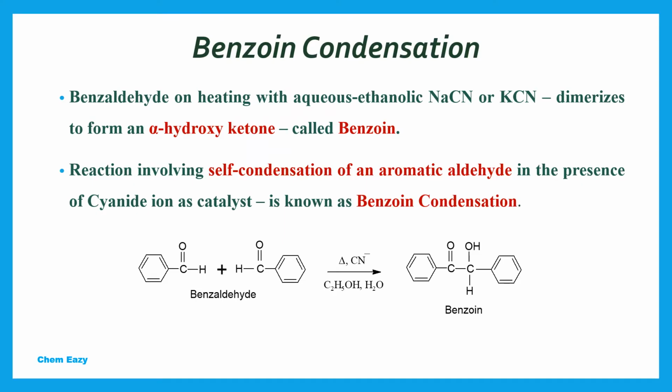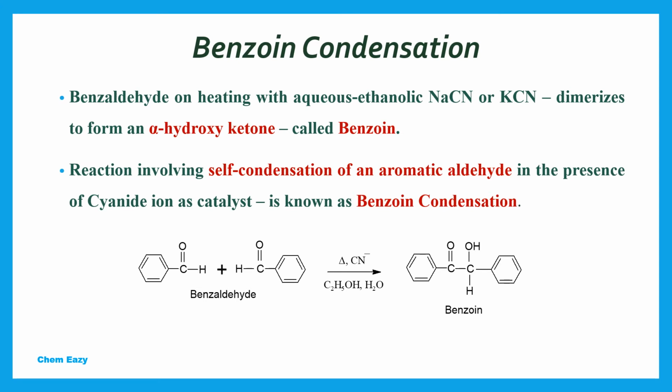When benzaldehyde is heated with aqueous ethanolic sodium cyanide or potassium cyanide, it undergoes dimerization and forms an alpha hydroxy ketone. This alpha hydroxy ketone is called benzoin. This kind of reaction, involving self-condensation of an aromatic aldehyde in the presence of cyanide ion as a catalyst, is known as benzoin condensation.